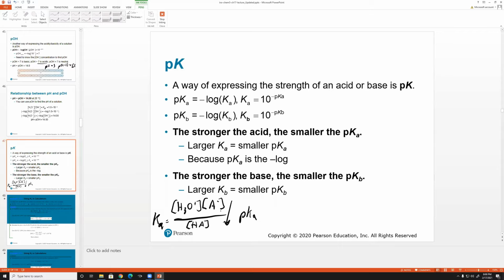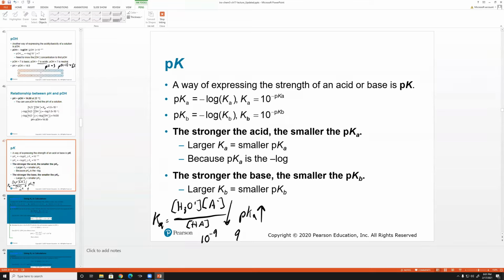This number would be small. Therefore, the negative log of it would be large. This number might be 10 to the negative 9th. The pKa would be 9. So if the Ka is smaller, the pKa is larger. So that means the weaker the acid, meaning the stronger the base.